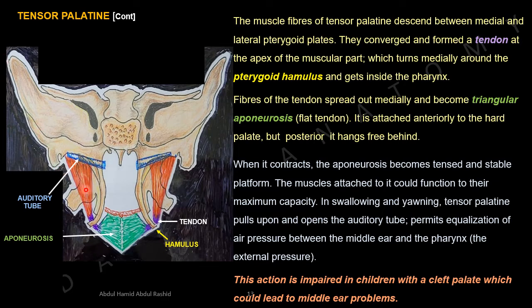When the tensor palatini muscle contracts, the aponeurosis becomes tense and forms a stable platform. The muscles attached to it function to their maximum capacity. In swallowing and yawning, tensor palatini pulls to open the auditory tube, which permits equalization of air pressure between the middle ear and pharynx, that is, the external pressure. This action is impaired in children with a cleft palate, which could lead to middle ear problems.